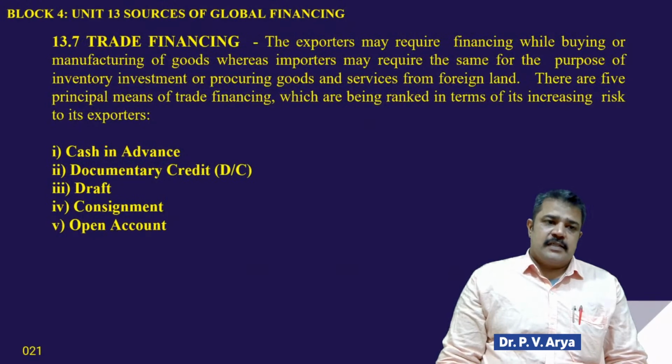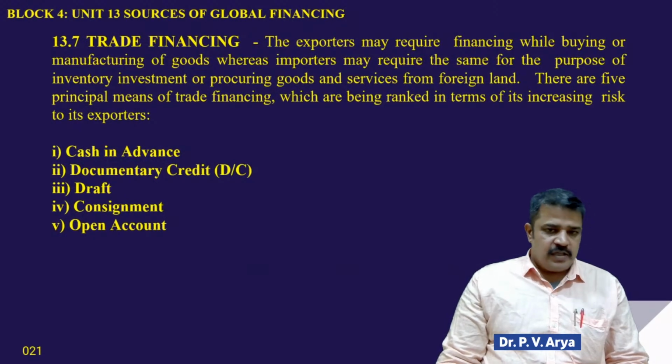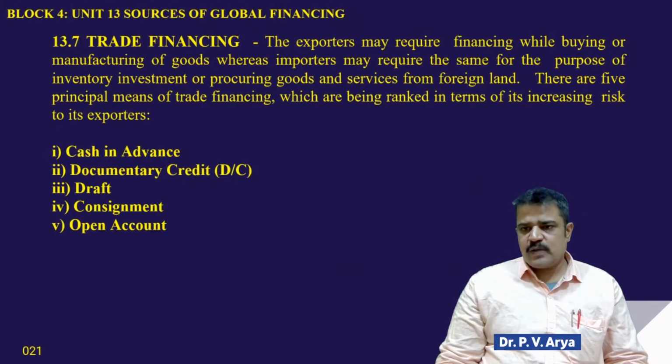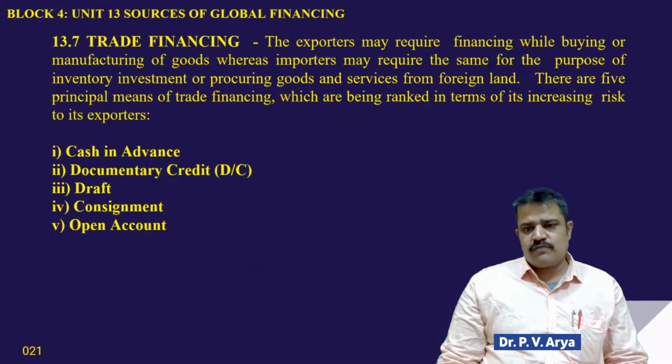Then there is the concept of trade financing that we somehow touched on in the very beginning of this session. The exporters may require financing while buying or manufacturing goods, whereas importers may require the same for the purpose of inventory investments or procuring goods and services from foreign land. There are five principal means of trade financing, which are ranked in terms of increasing risk to the exporters.